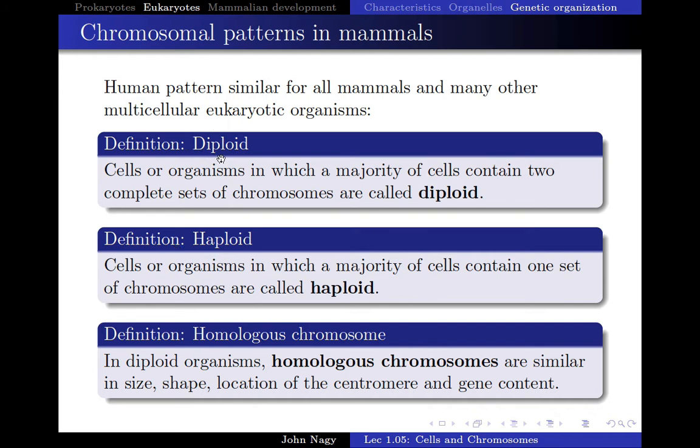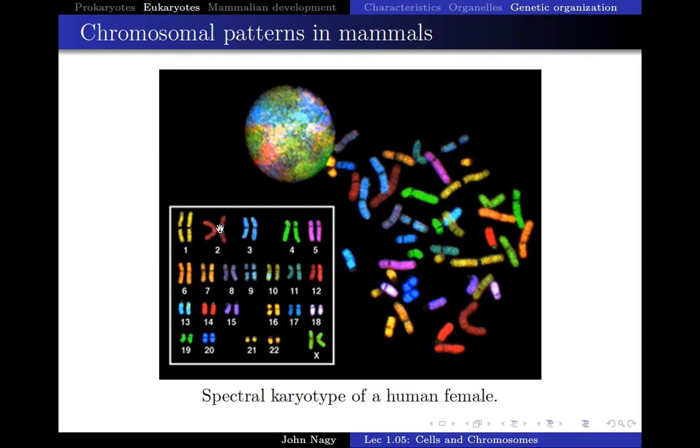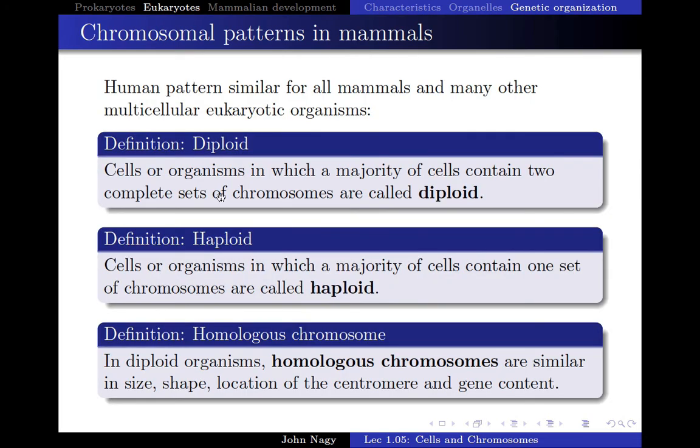Any cell or organism whose cells are like this, where the chromosomes come in pairs like this, is referred to as diploid, two sets of chromosomes. So it can refer to cells. Cells can be diploid, but it can also refer to organisms. For example, a cell that's in your body is typically diploid. Not all of them are. But you are therefore considered a diploid organism.